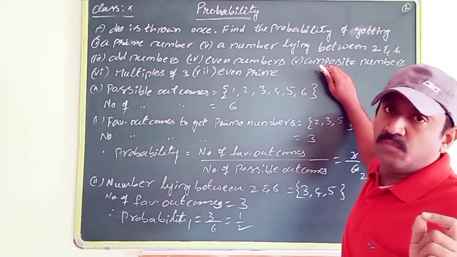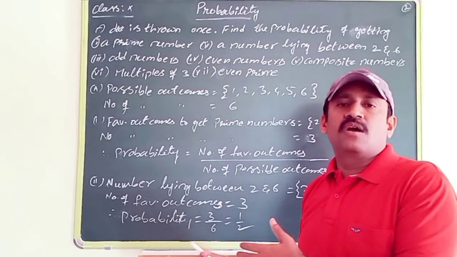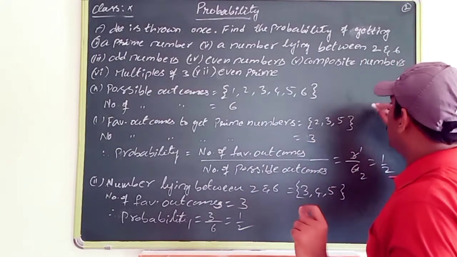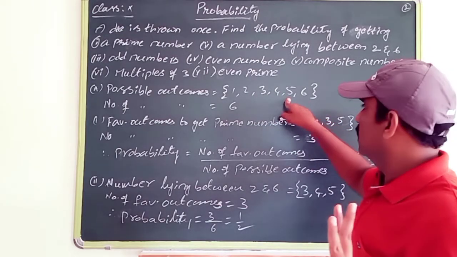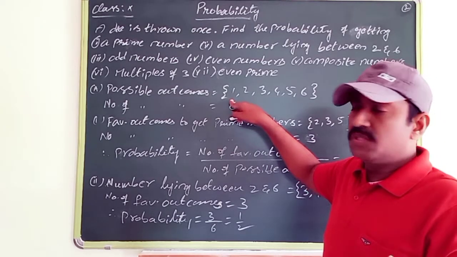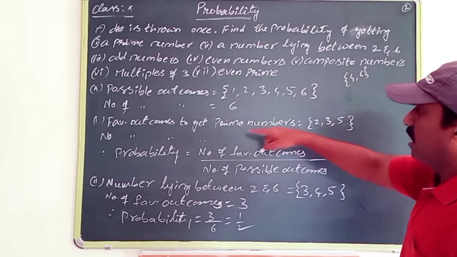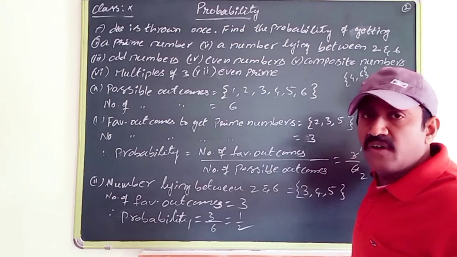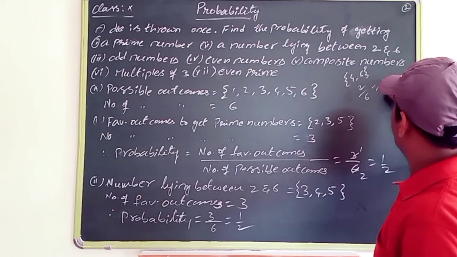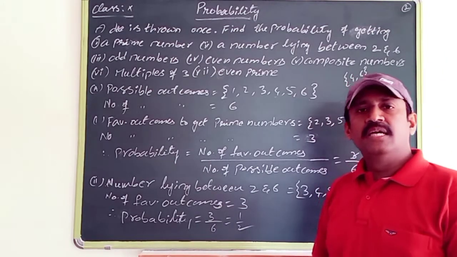Now the composite numbers. What are the composite numbers? The composite numbers are those which are not prime numbers, except 1. 2, 3, 5 are the prime numbers in this. One is neither prime nor composite. That is very important. Then the remaining composite numbers we have are 4 and 6. So we write 4, 6 in the favorable outcomes. The number of favorable outcomes here is 2, and the total possible outcomes are 6. 2 by 6, the 2 and 6 cancel, so the answer you can write is 1 by 3.